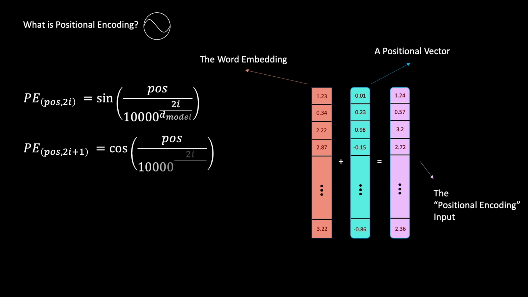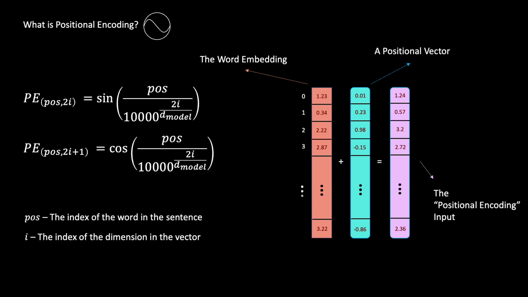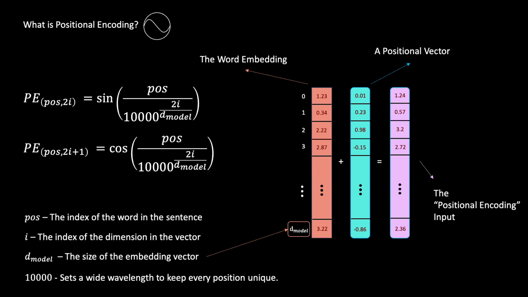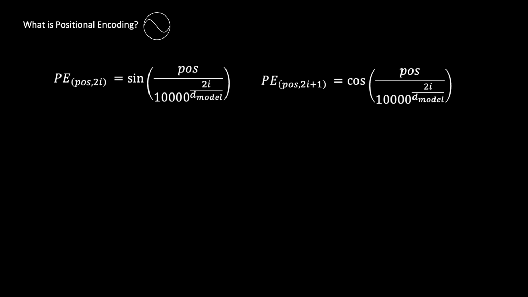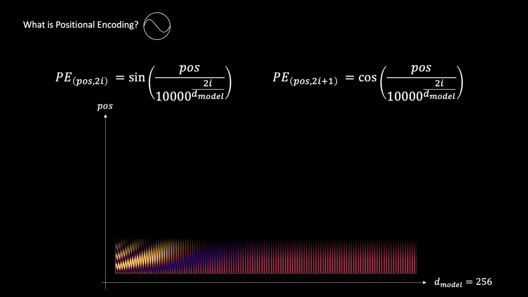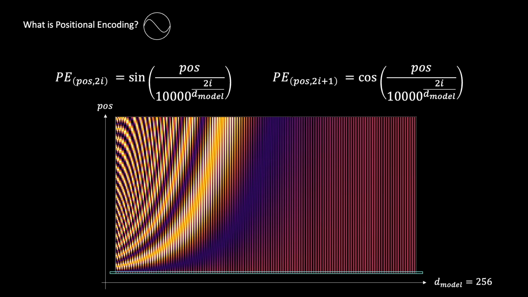In the original paper, the authors suggest using the following formulas. Pos represents the index of the word in the sentence, i is the dimension index, and d_model is the total size of the embedding vector. The constant 10,000 is a chosen hyperparameter that determines the maximum wavelength. This ensures that the positional signatures remain unique for sequences up to at least 10,000 tokens before the patterns begin to repeat. If we plot these formulas, for example for the first 100 positions, we get the following heat map. Each row represents a unique positional encoding vector that is added to the corresponding word embedding.